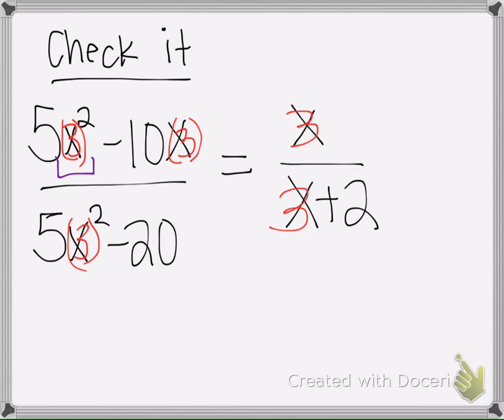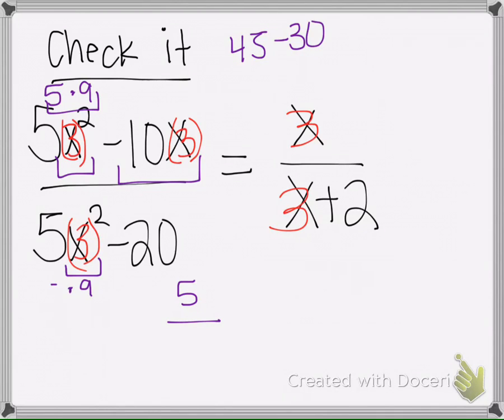So we'd have 3 squared is 9. So 5 times 9 is 45, minus 10 times 3 is 30. So we'd have 5 over, and then we'd have 9 times 5 is 45, minus 20, which is 25, and 5 over 25 is a fifth. Now we're going to do the same thing over here. We'd have 3 over, 3 plus 2 is 5.